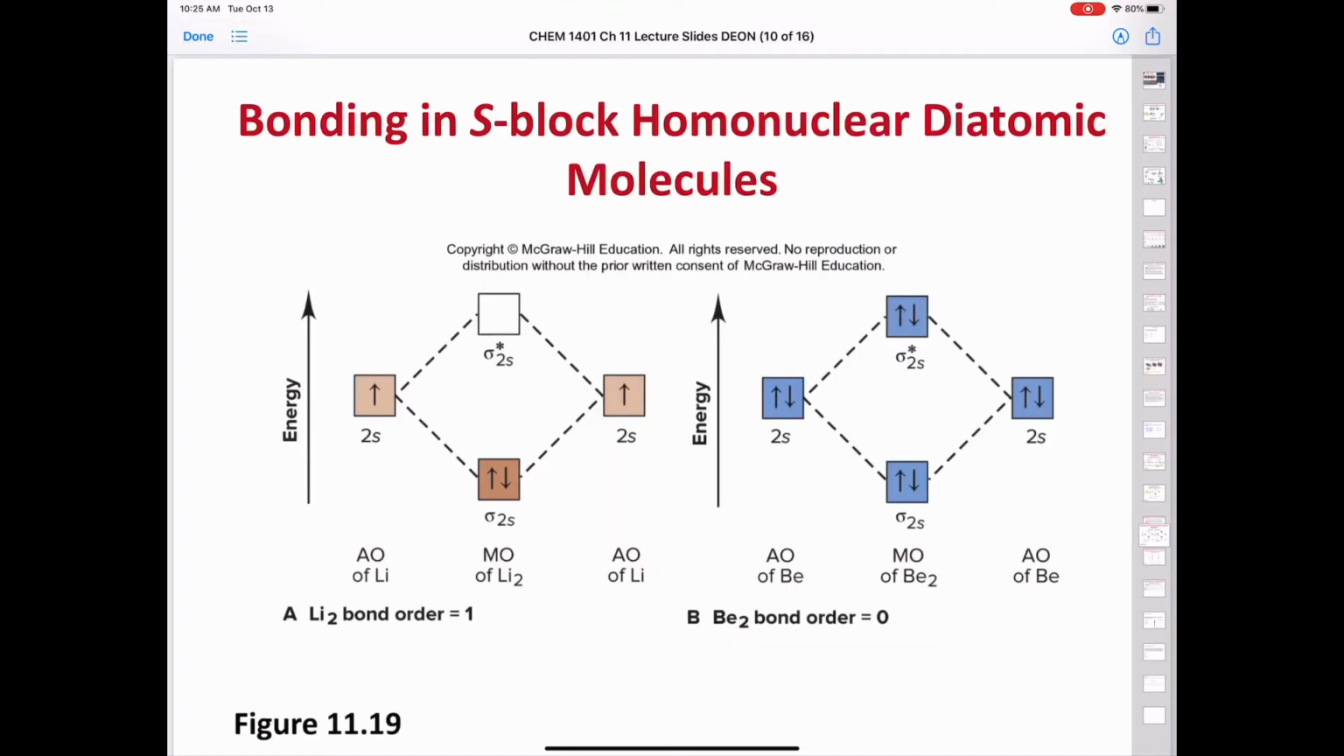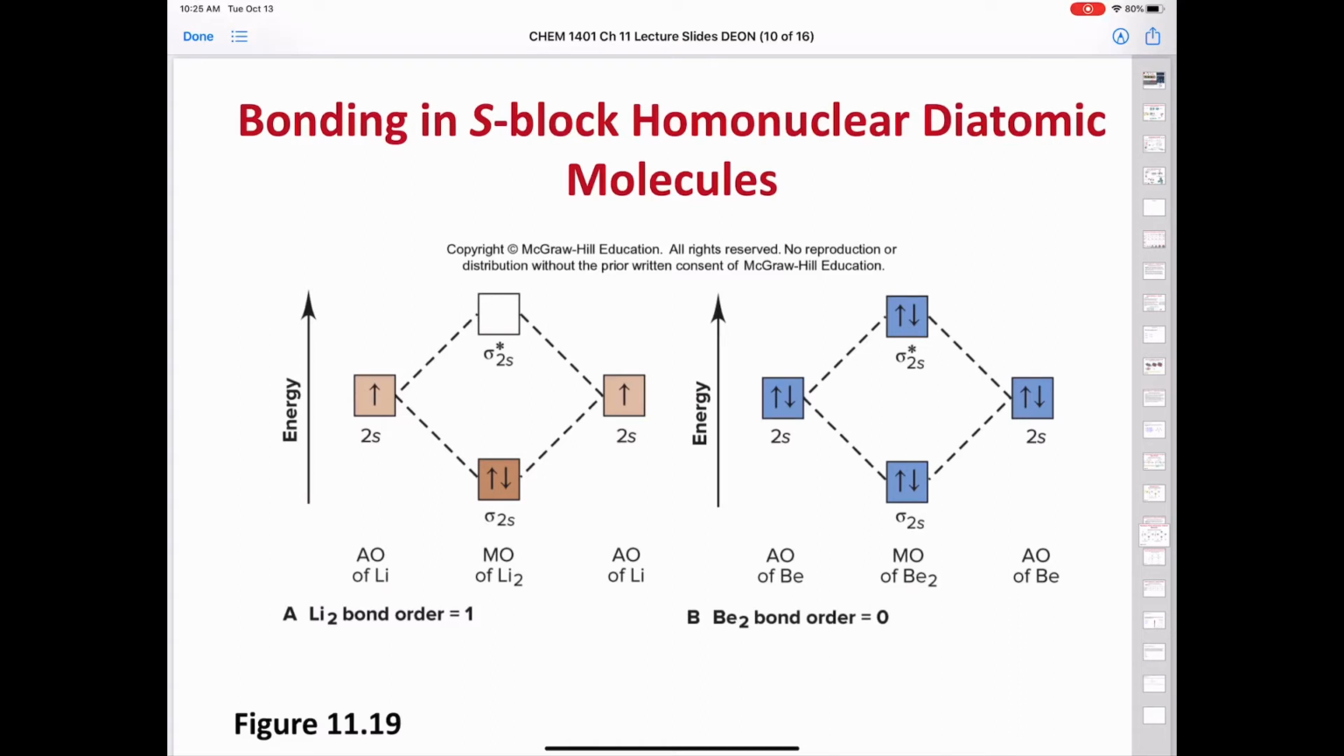Homonuclear diatomic molecules are composed of two identical atoms. In addition to H2 from period 1, you're familiar with N2, O2, and F2 from period 2 as the elemental forms under standard conditions. Others in period 2, like Li2, Be2, B2, C2, and Ne2, are observed, if at all, at high temperatures. We'll divide them into molecules from the S block, groups 1A and 2A, and those from the P block, groups 3A through 8A.